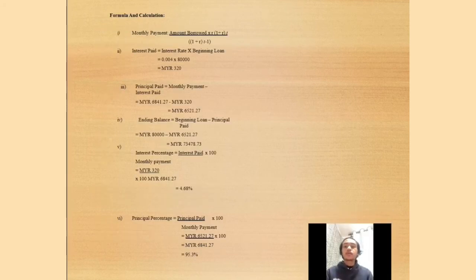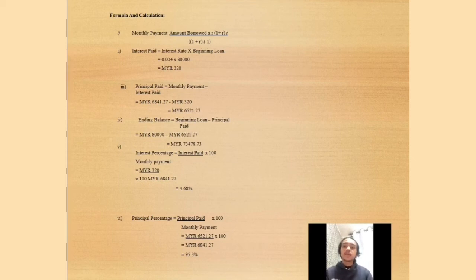So next, we need to construct our amortization schedule. First of all, we need to have all of these details, which are monthly payment, interest paid, principal paid, ending balance, interest percentage and principal percentage. As shown, all of these formulas and calculations are for the first month. The monthly payment remains the same for each month, which is 6,841 ringgit and 27 cent.